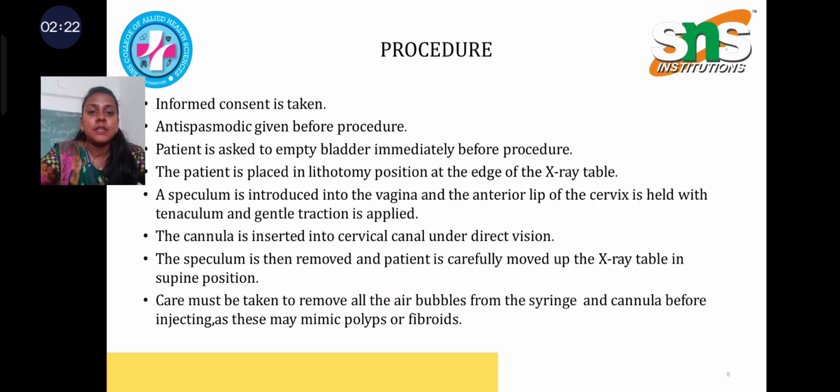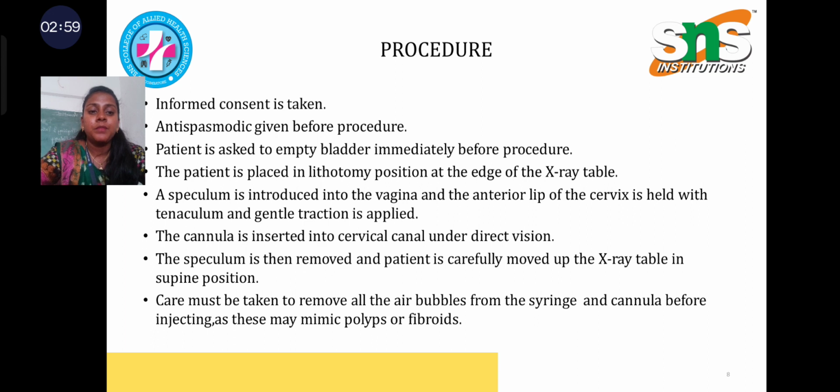Procedure: informed consent is taken. Antispasmodic is given before the procedure. The patient is asked to empty the bladder immediately before the procedure. The patient is placed in lithotomy position at the edge of the X-ray table. A speculum is introduced into the vagina and the anterior lip of the cervix is held with a tenaculum and gentle traction is applied. The cannula is inserted into the cervical canal under direct vision. The speculum is then removed and the patient is carefully moved up the X-ray table in the supine position.